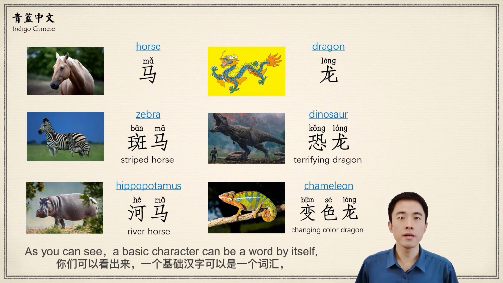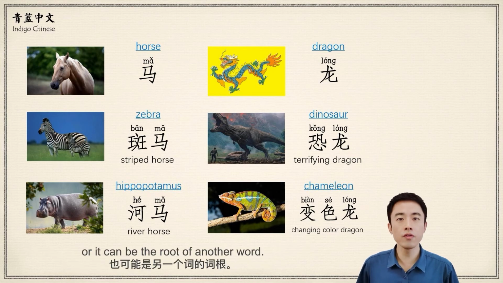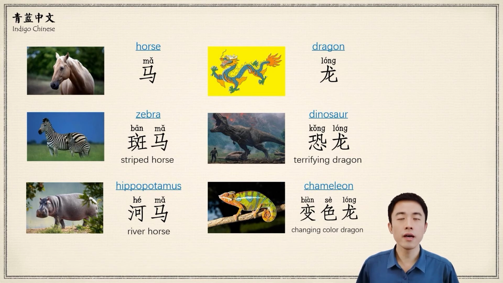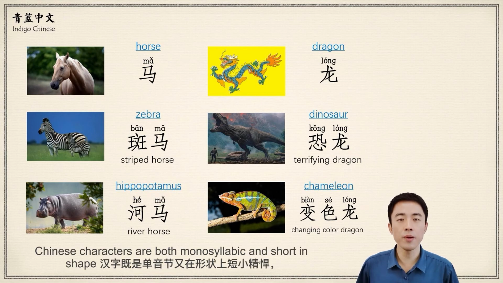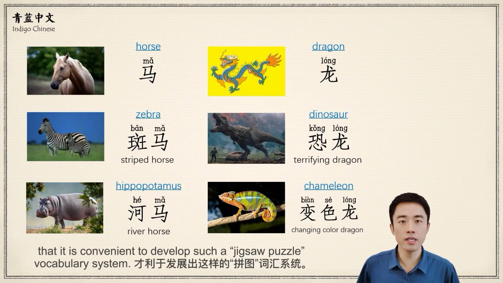As you can see, a basic character can be a word by itself, or it can be the root of another word. I think it is precisely because Chinese characters are both monosyllabic and short in shape that it is convenient to develop such a jigsaw puzzle vocabulary system.